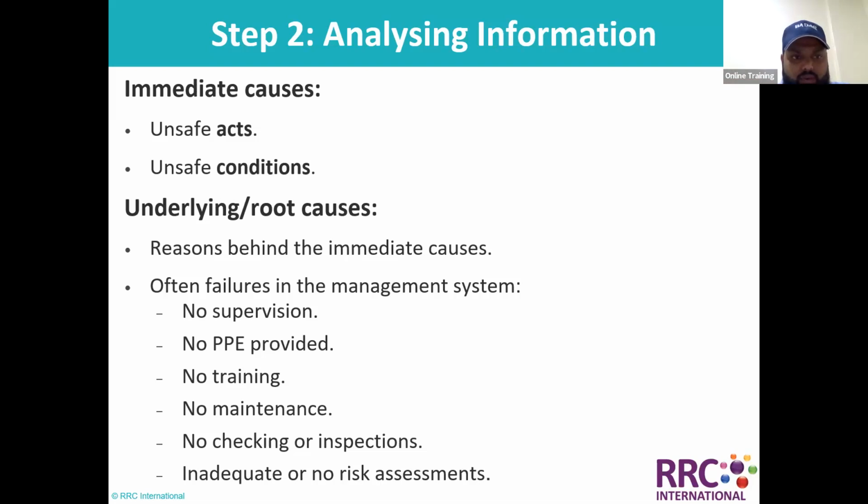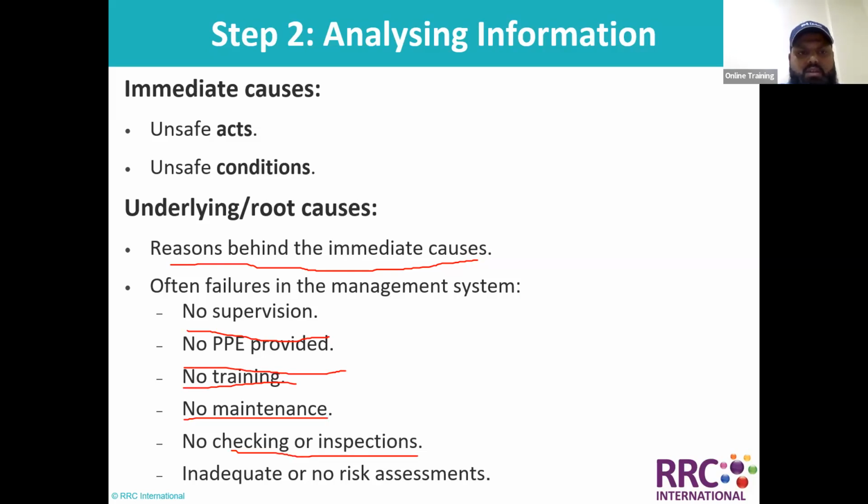In the root cause, you will be identifying the reasons behind the immediate causes. What are the surface causes? Under the surface causes, we have root causes. For example, based on the root causes we have identified, usually no supervision, no PPE provided, no training conducted, no maintenance, no checking or inspection, inadequate or no risk assessment. These are some of the main root causes which usually come out when we start investigating incidents. And all these are basically related to the management system.